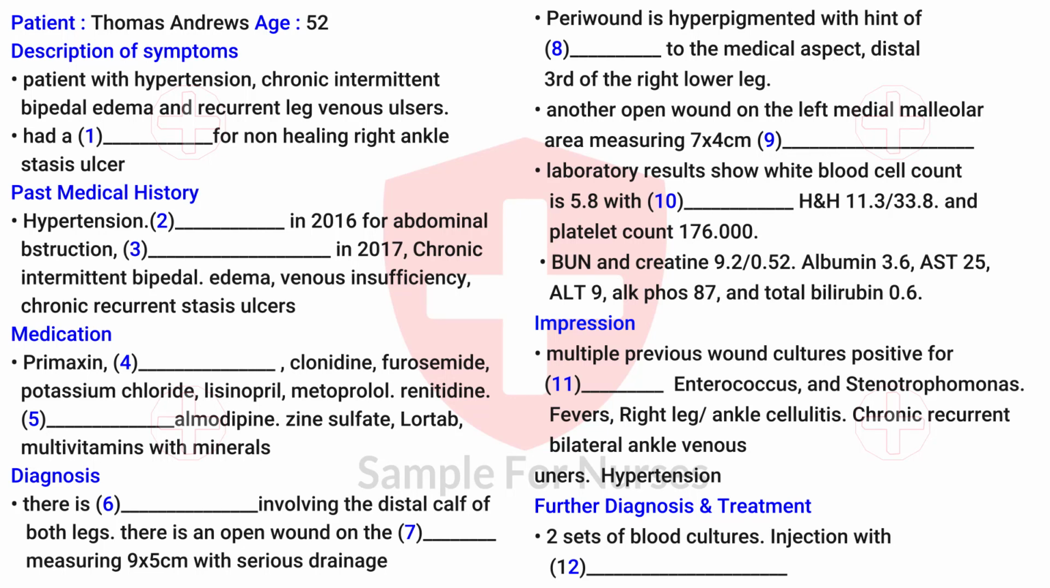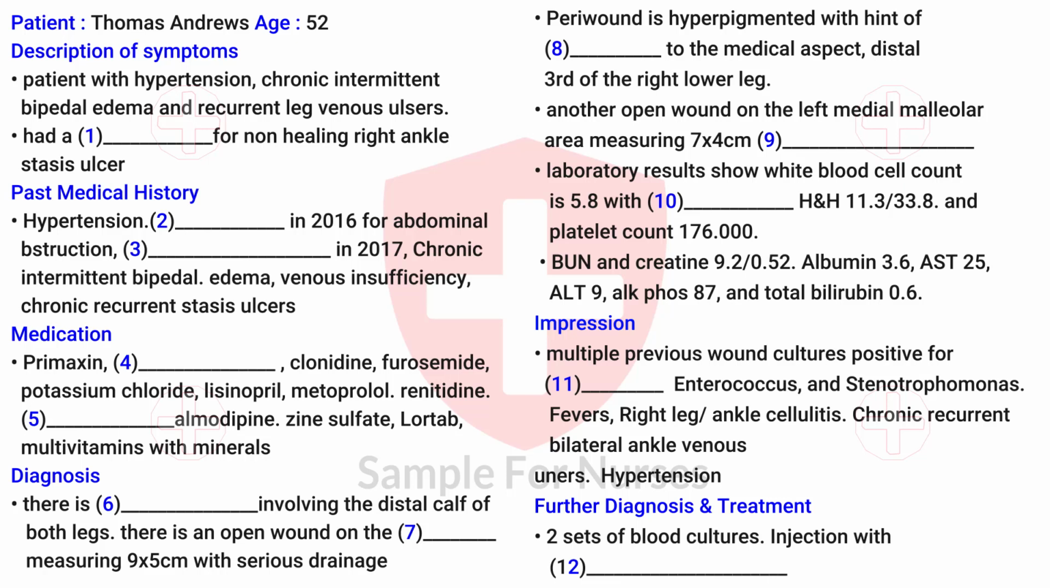Primaxin, daptomycin, clonidine, furosemide, potassium chloride, lisinopril, metoprolol, ranitidine, Colace, amlodipine, zinc sulfate, Lortab, multivitamins with minerals. Are you allergic to any medicine? No, Doctor. Well, the physical examination shows heart rate 73, respiratory rate 20, blood pressure 104/67, temperature 98.3, and oxygen saturation 92% on room air.